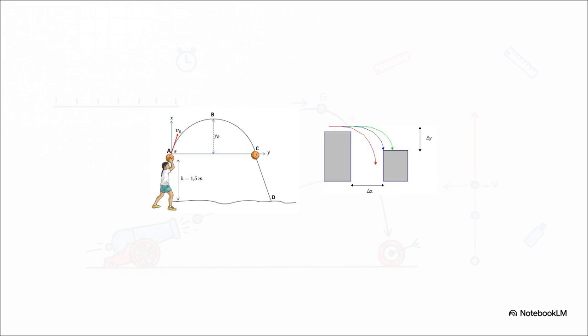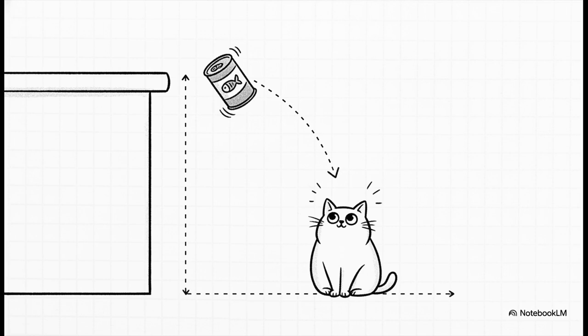No way around it. Let's look at another highly relatable problem from our source material. Imagine you're preparing your cat's favorite meal. You accidentally knock a can of tender victuals horizontally off a counter that is 95 meters high. It lands squarely on your poor cat's head, 1.3 meters away.